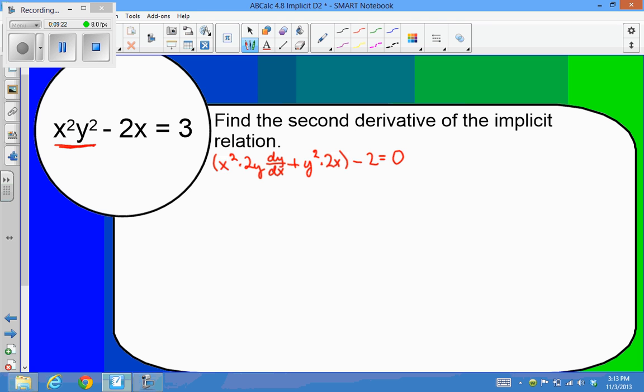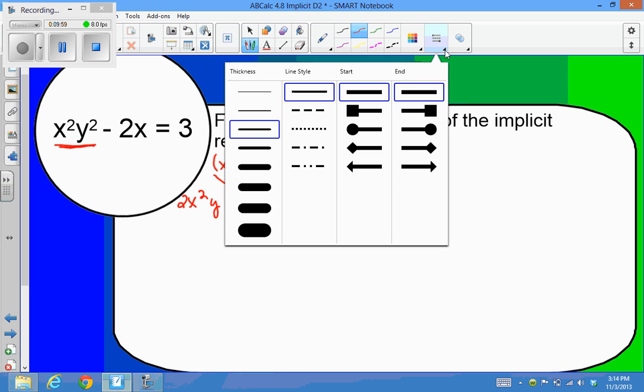Okay, we're trying to get our dy/dx by itself. This term right here is the only one with dy/dx in it, so it's going to stay on the left-hand side. Everything else is going to move to the right. So I have 2x squared y dy/dx equals, moving the 2 over, minus the 2xy squared. Okay, so that means this term is going right here, and this term right here is coming down right here. Hopefully we're good on that.